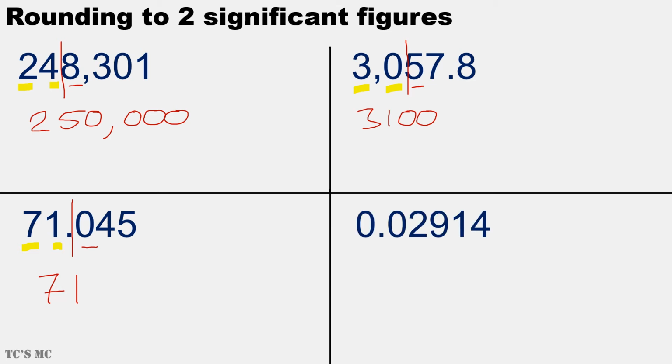In 0.02914, the first significant figure is 2, the second significant figure is 9. This 9 represents 9 thousandths, so we are rounding to the nearest thousandths. This becomes 0.029. Remember, the zeros beforehand are needed to give the correct place value, but none are needed after the 9.